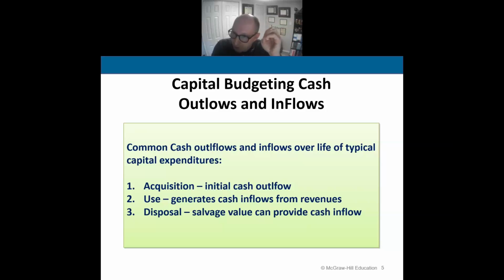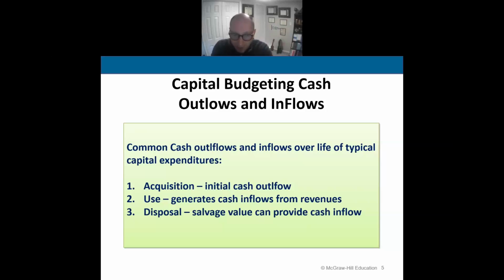Oftentimes we call it year zero. Year zero is when the same year you acquired the piece of machinery is year zero. There won't be cash inflow for that piece of machinery because you're purchasing it. You're not using it yet. So we call that the initial cash outflow.